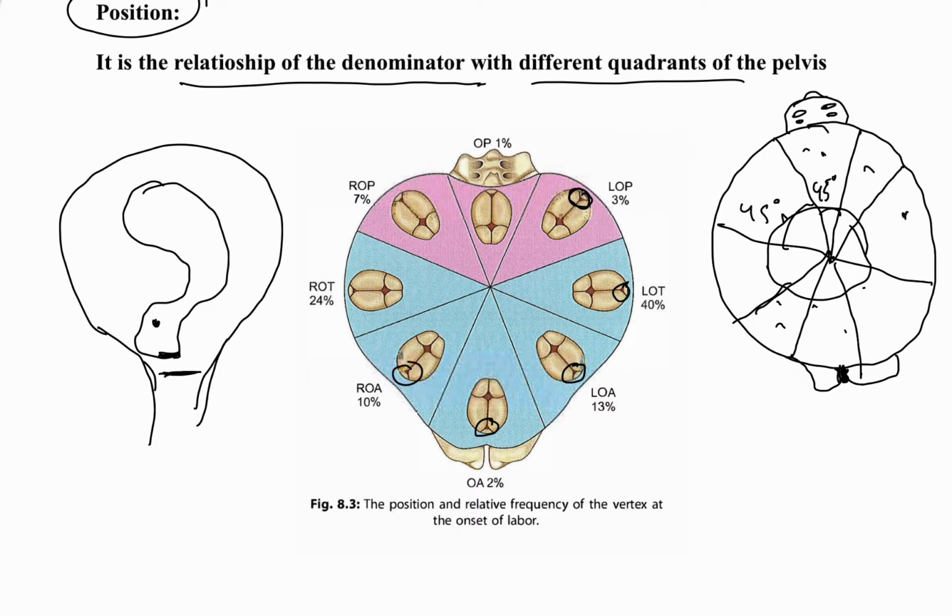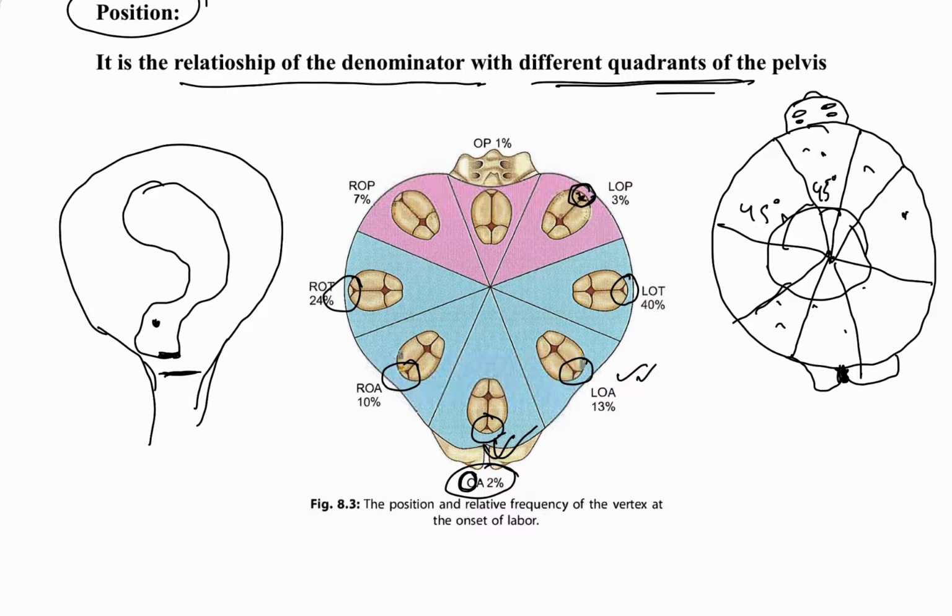Now, the relationship of this denominator, which in this case is the occiput, with different quadrants of the pelvis is known as the position. So in this one, the occiput is occupying the anterior portion, right? So this is known as the occipito-anterior position, which is seen in most cases. And this is the left side, so this is left occipito-anterior. This is left occipito-transverse. This is right occipito-anterior. This is right occipito-transverse. This is left occipito-posterior.